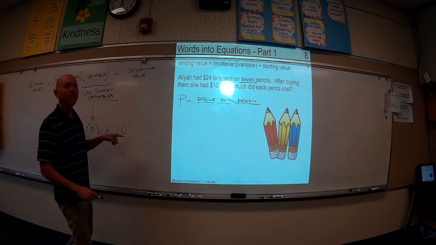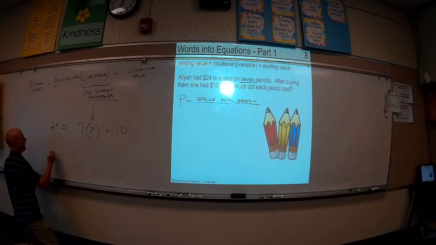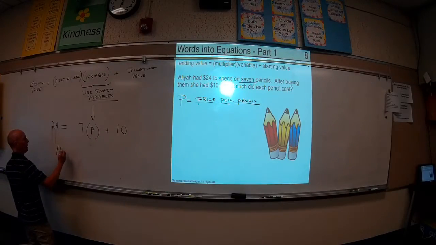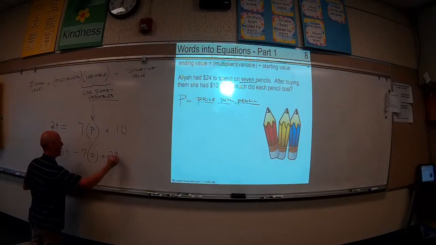So it's 2. Now, there is another way to model this. I'm going to model another way. I like this model the best, but I could do it with the 10. 10 equals negative 7p plus 24. Solve that.